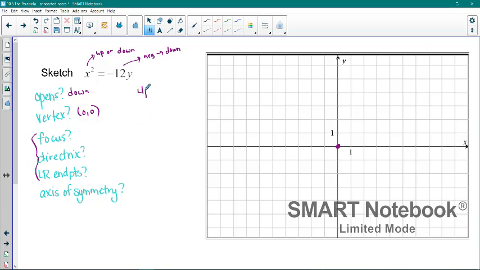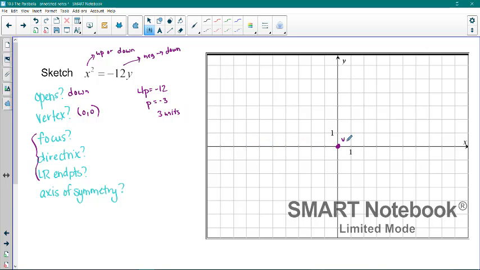So I know that 4p is equal to the coefficient of my linear term. So 4p is negative 12. P is then negative 3. Now I tend to think of this in an absolute value sense, and I think of it as 3 units.